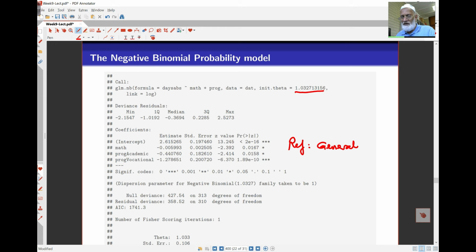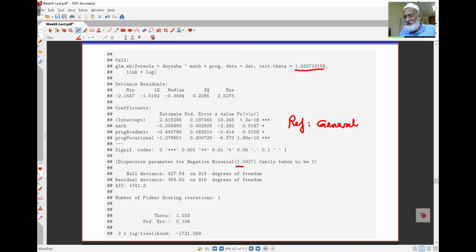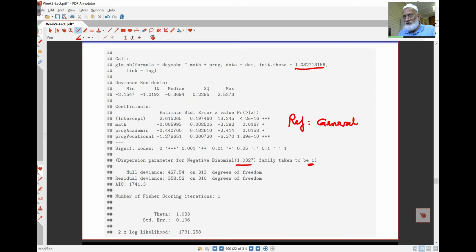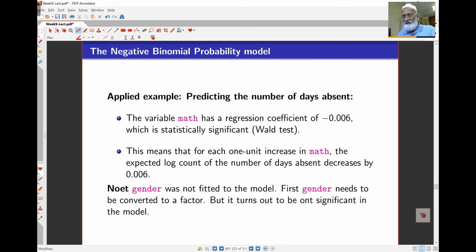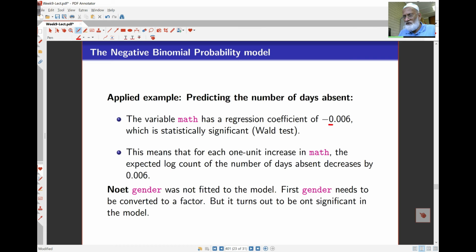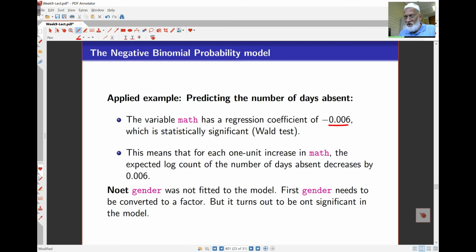And it won't take you very much to work out the difference between vocational and academic. The difference is about 0.8 here, and the standard errors are about 0.3. So roughly speaking, vocational also has a lower mean than the academic program. Now it gives you the dispersion parameter as 1.0327 and it's taken to be 1. It's not different from 1, so we can accept it's okay. It also gives you the actual estimate of theta, which is 1.033, not very far from the initial estimate. So variable maths has a regression coefficient of negative 0.006, which means it's significant. For each unit increase, whatever that unit is, because this was standardized, remember, the expected log count for the number of days absent decreases by 0.06.